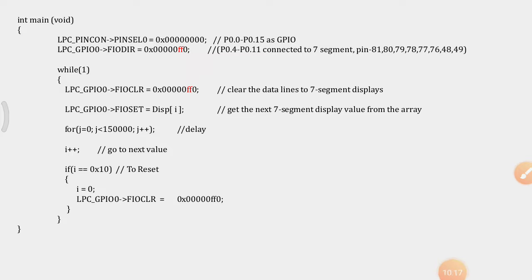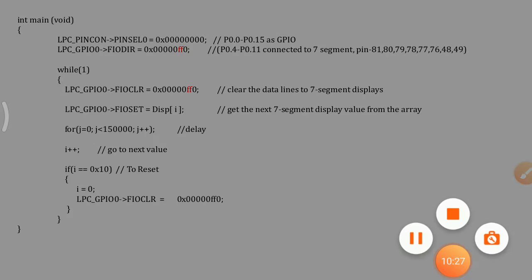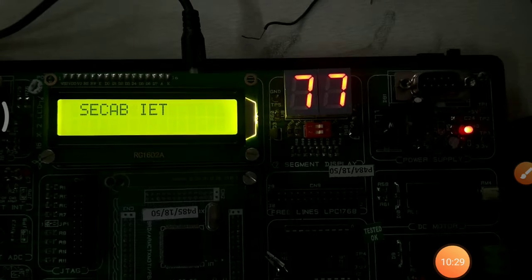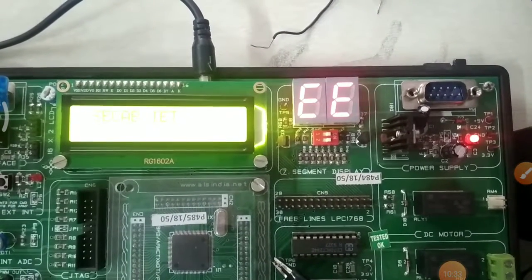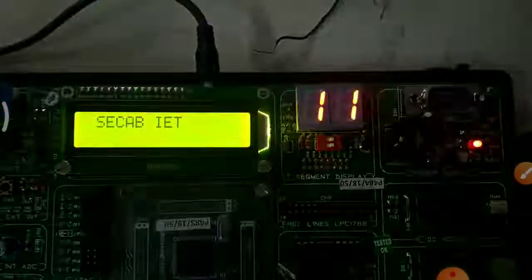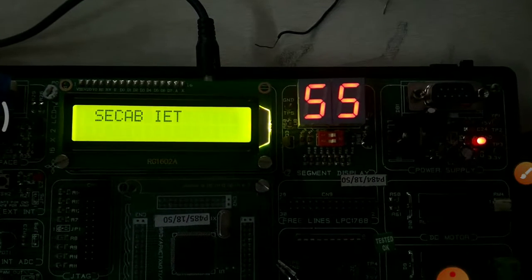So after writing the hex file of this program into the ARM kit board, we will see how the display is going to be generated. Okay, this is how it is going to display from 0 to F. There are two displays connected.